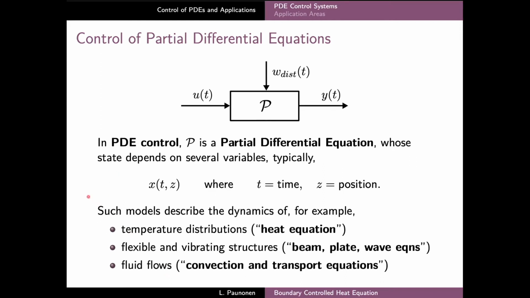Models described by partial differential equations involve, for example, models of temperature distributions, modeled and described by heat and diffusion equations, mechanical systems with flexible or vibrating components and structures, modeled by beam, plate, and wave equations, and especially fluid flows modeled by convection or transport equations.